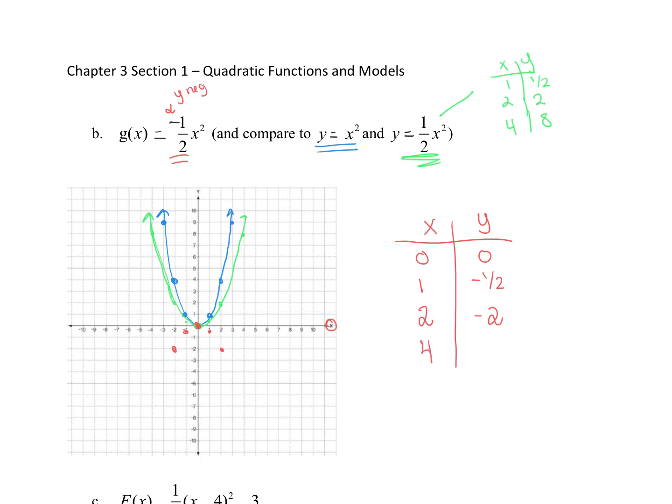Not going to do 3 because of that half. Let's do 4. 4 squared is 16. Half of 16 is 8. And it's a negative. So 4, negative 8. So this red one looks just like my green one, except the negative, it's been reflected over the x-axis. So that is also my comparison.